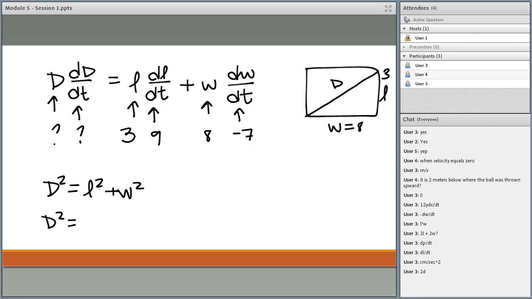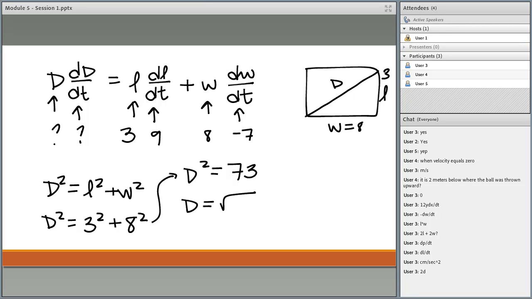So D squared equals 3 squared plus 8 squared. So I get D squared equals 73, and I just need the value of D. So I'm going to take the square root of both sides. And 73 is not a perfect square, so I can just leave it as it is. And we don't apply a plus or minus here just because this is a length, so we don't need the negative value. But typically when we take a square root, we apply a plus or minus.